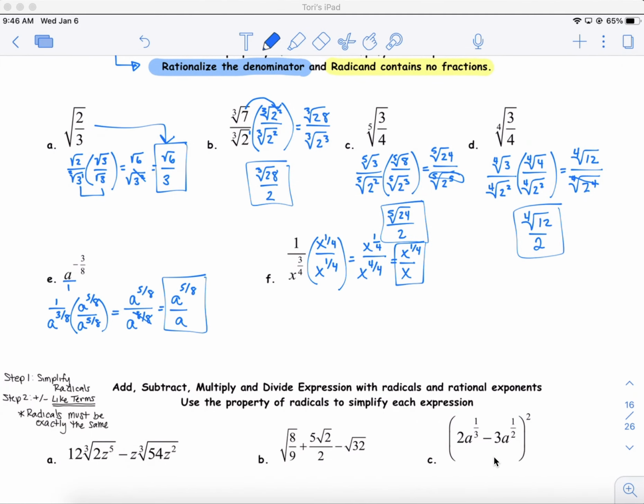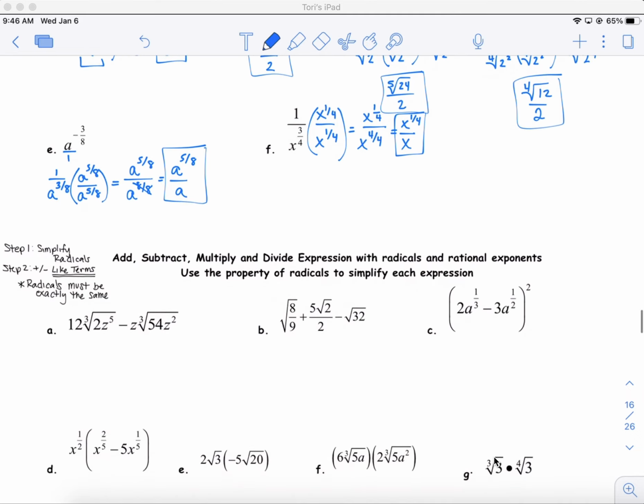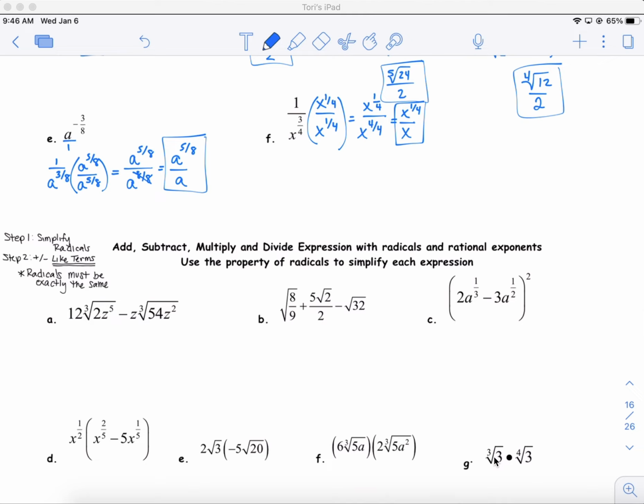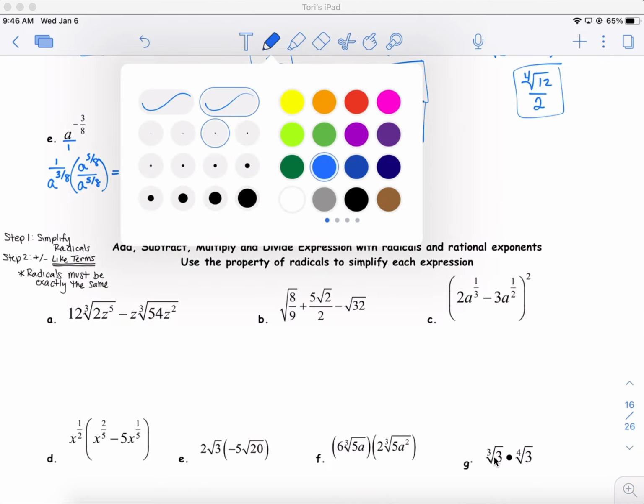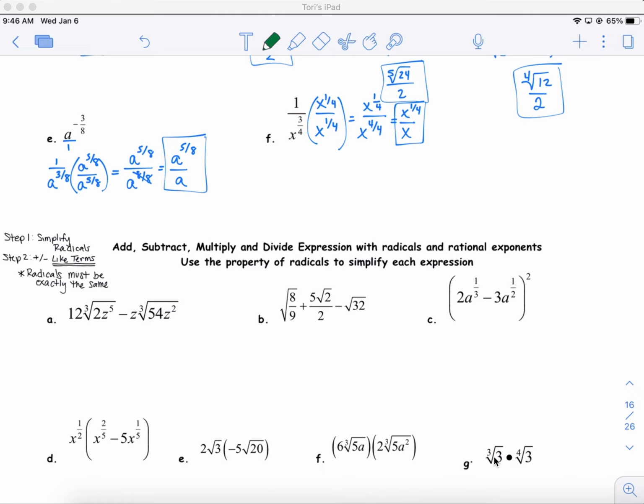Does not matter if you use fractions or radicals, you just have to know what you're ending with. Okay, if you need to pause for E and F, go ahead and do that now. We have the bottom section to get through. I know there's still quite a few problems. Just hang in there. If you need to take a break now, go ahead.